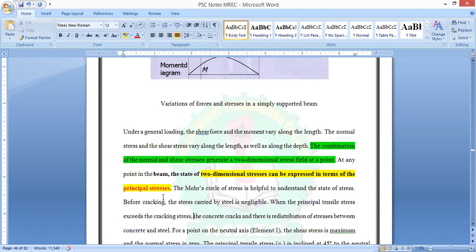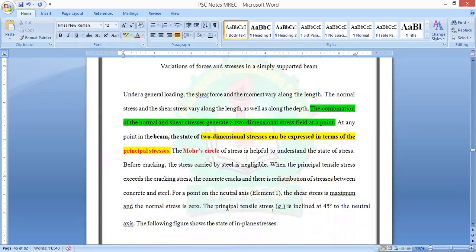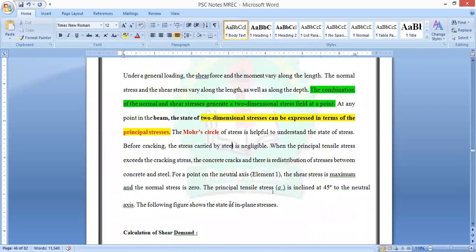What do you mean graphical method? Graphical method means you are going to draw some Mohr circles on a graph to analyze the member or to identify the forces which are acting on the member. Okay, so those forces or stresses are called direct and shear stresses. So here the Mohr circle of stress is going to be helpful to understand the state of stress. Okay, you got a very important note, right? So please try to highlight that, right? So the Mohr circle of stress is helpful to understand the state of stress.